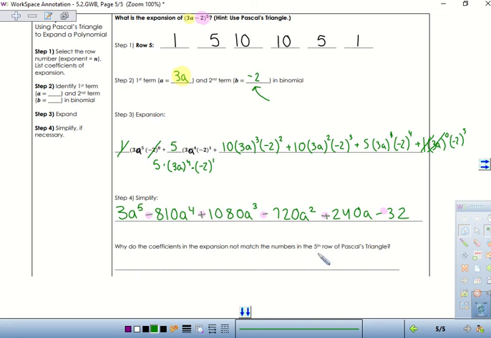So why do the coefficients not match the numbers in the 5th row of Pascal's triangle? Because A and B are not just 1. So if they're not just 1, that's always going to change.